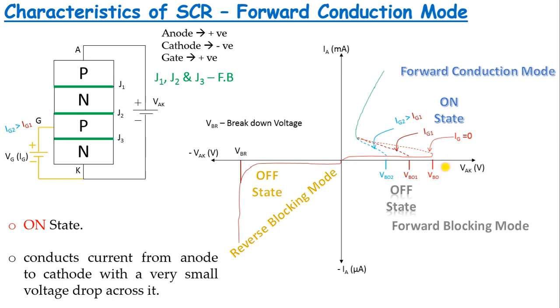The thing you have to remember is, if you are increasing the gate voltage, the occurrence of the VBO is going to be earlier than the previous gate voltage. Since we are controlling the current flow through the SCR by setting the gate current, hence it is called the current controlled device.